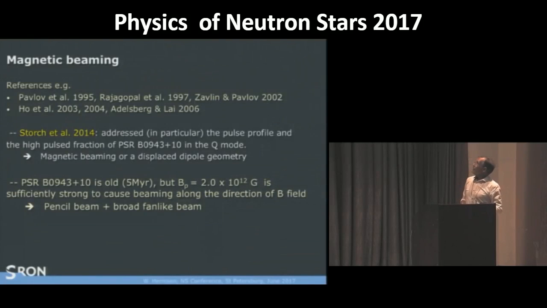Sander mentioned a possibility. With 0943, you look continuously at the pole, and how can you then get a pulsation of up to 60%, because you should see something which is almost flat. And there, indeed, the magnetic field is sufficiently strong to have magnetic beaming. And indeed, that you have a pencil beam and then a broad fan-like beam. We have here some references. This could be an explanation.